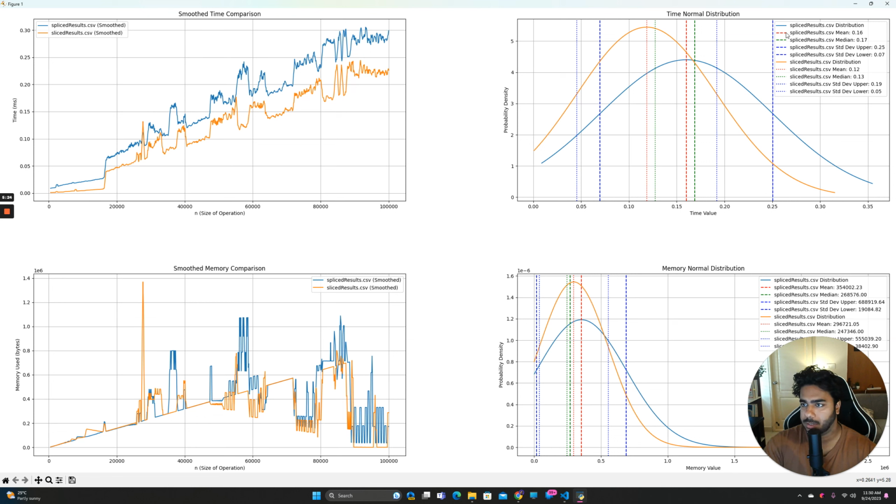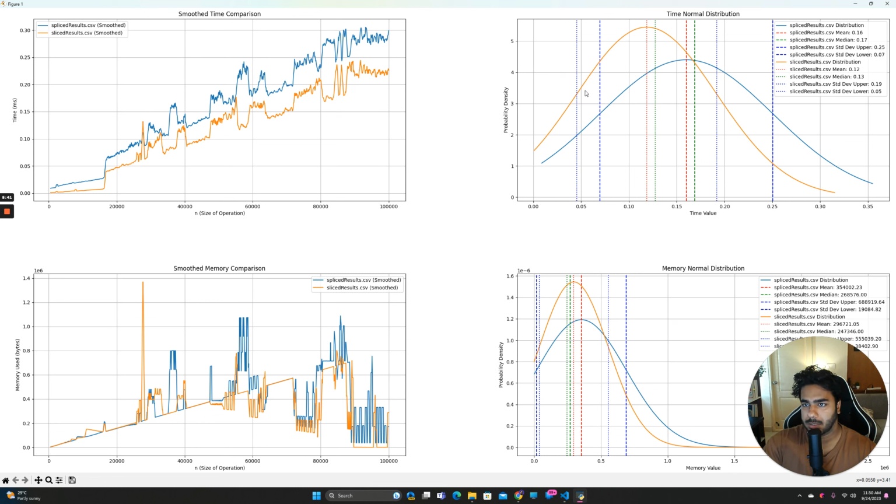Oh, sorry, I said the opposite. This is for splice, and this is for slice. So the orange curve is the slice. This is the standard deviation for the orange curve, and the blue curve is for splice. So the dark one is the standard deviation for the blue curve, right?